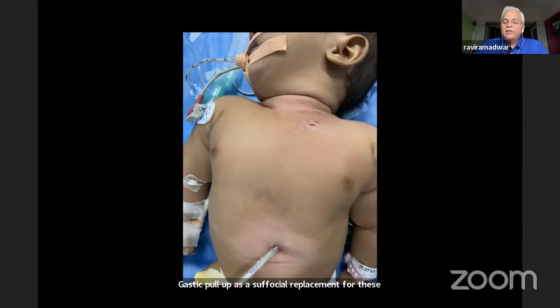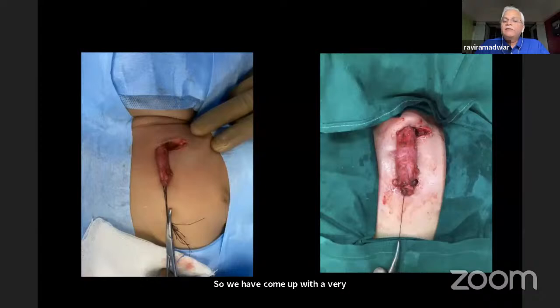So we have come up with a very interesting way of dealing with this problem. The way we deal with it, we make the esophagus grow. So we grow the esophagus, which is only up to the neck, up to the T6, T7, T8 level in multiple stages. And as you can see from the images, the esophagus has really grown a significant amount.